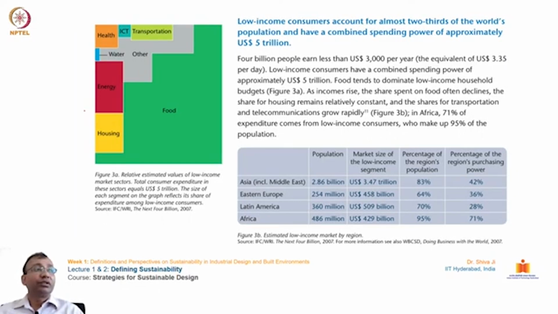So let's see, this chart shows the relative estimated value of low income market sectors. The total consumer expenditure in these sectors equals $5 trillion. The size of each segment on the graph reflects its share of expenditure among low income consumers. In this one, food is the first and foremost item, taking a huge space. I think more than 50% is taken only by food. Well, of course, the number of people is rising, and the basic requirement is to feed them. After that, there is housing, and the need for energy.